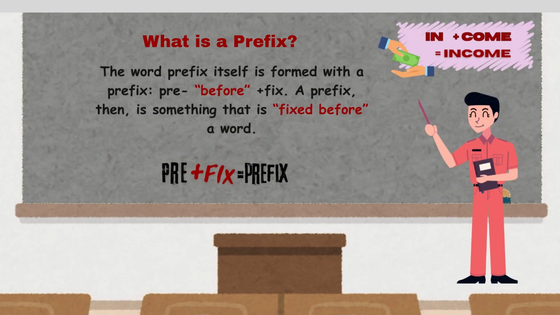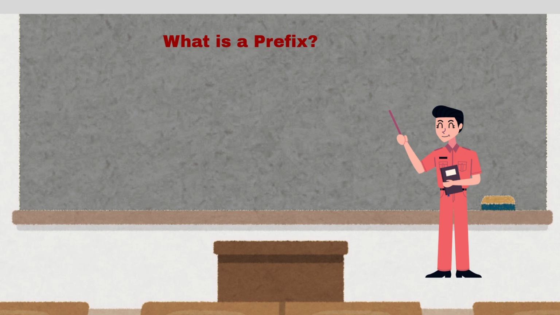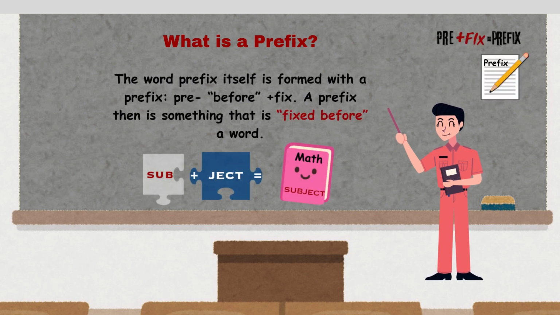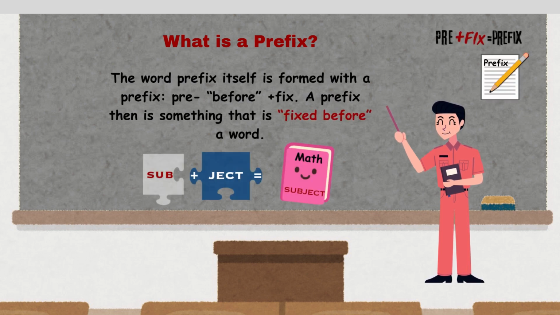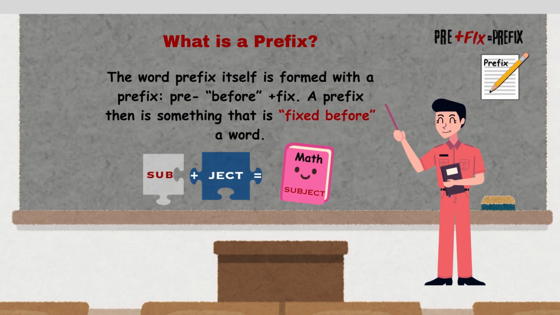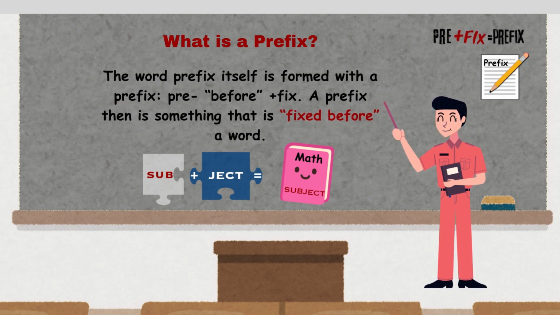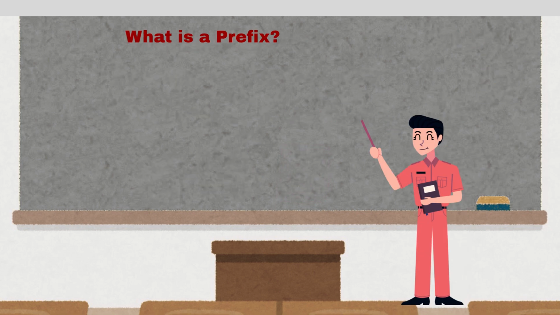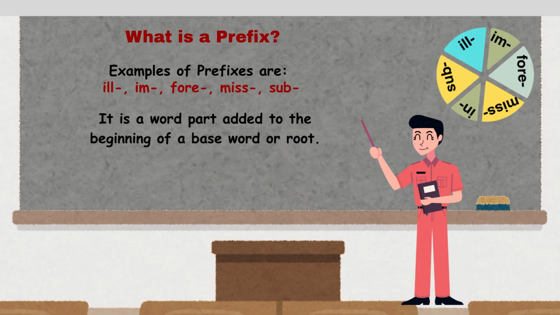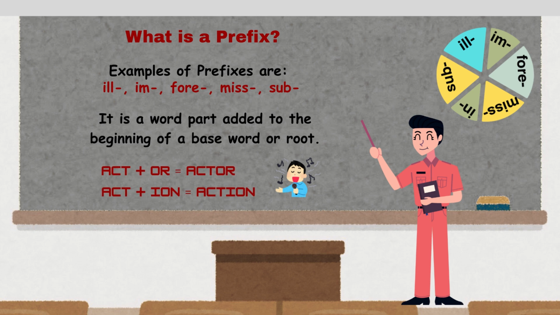What is a prefix? The word prefix itself is formed with a prefix, pre, meaning before, plus fix. A prefix, then, is something that is fixed before a word. Examples of prefixes are il, im, for, miss, sub. It is a word part added to the beginning of a base word or root.